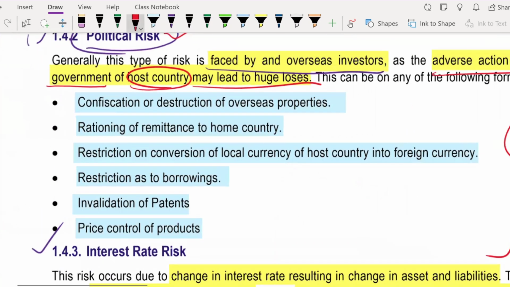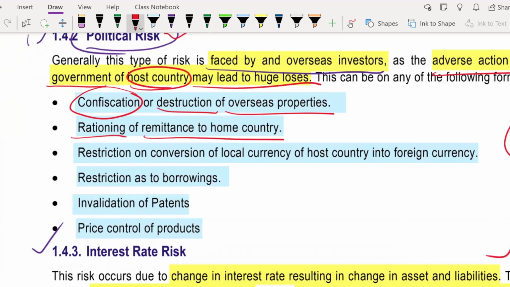What might happen is that if an outside foreign person or a foreign business has any property in India, the Indian government can either confiscate it or destroy it. Okay, so that might be one risk. The next risk is rationing of remittance to the home country.